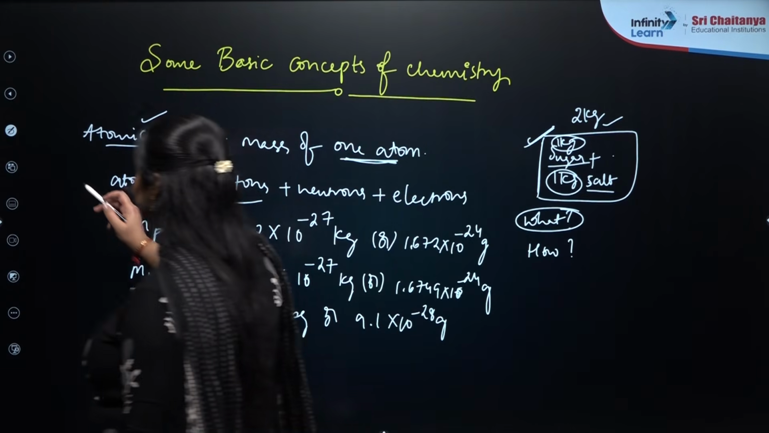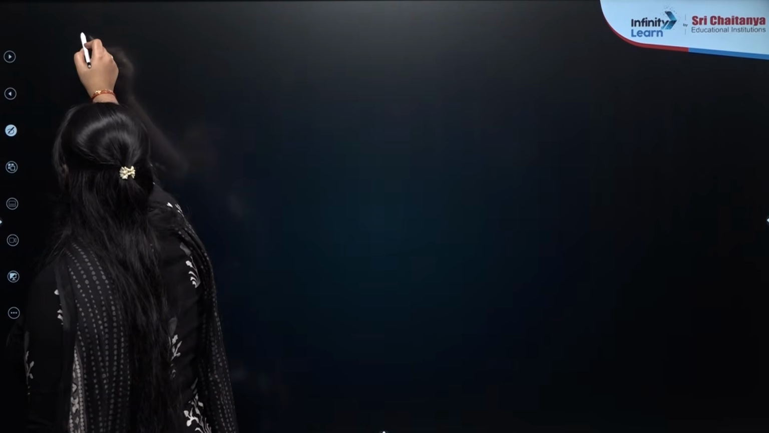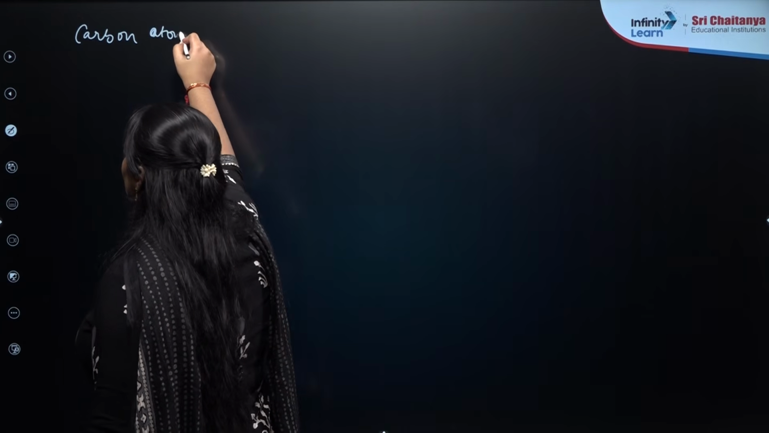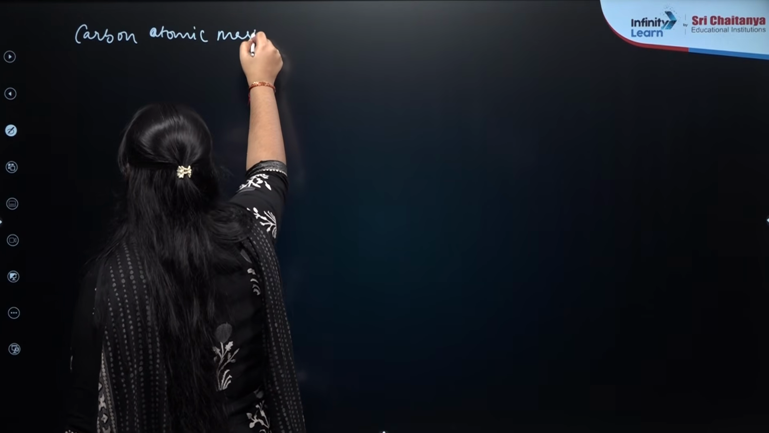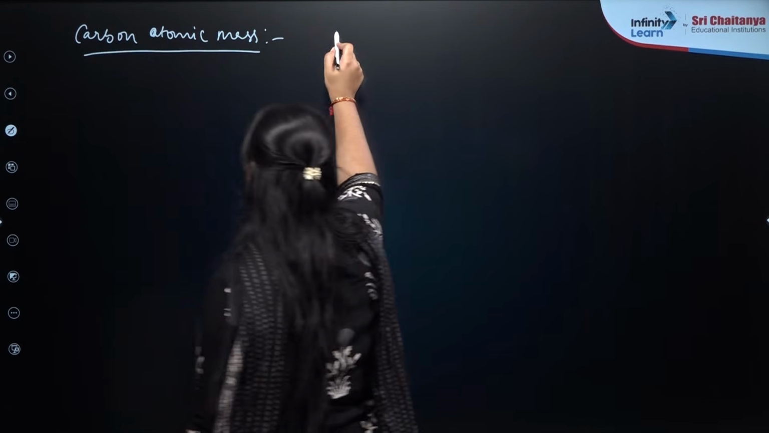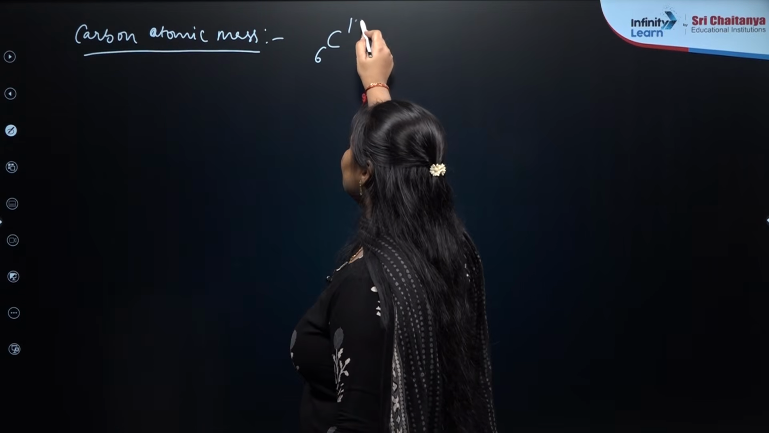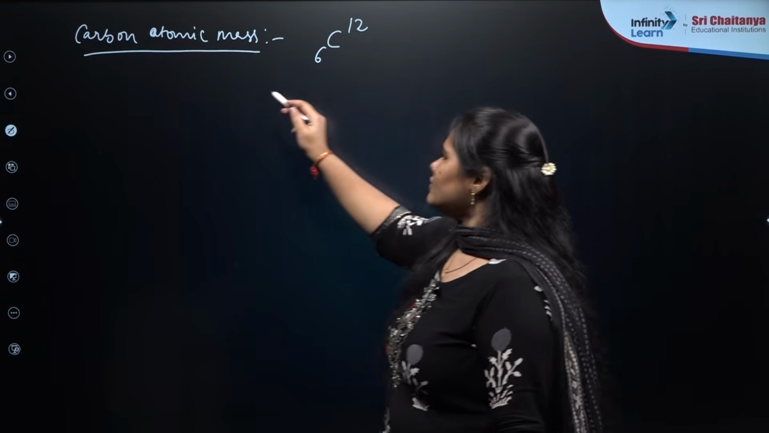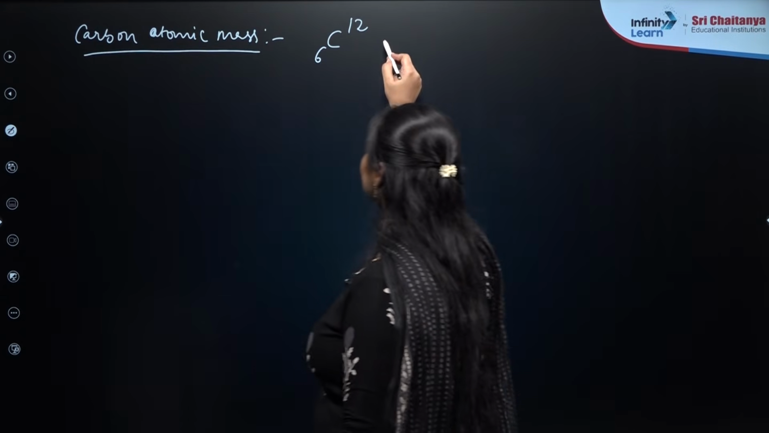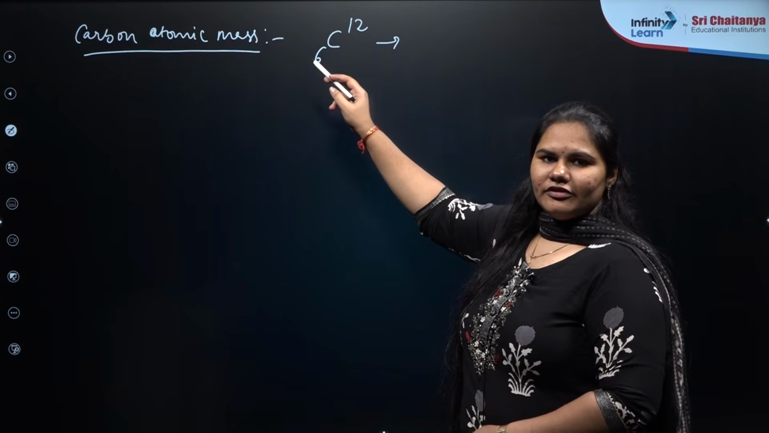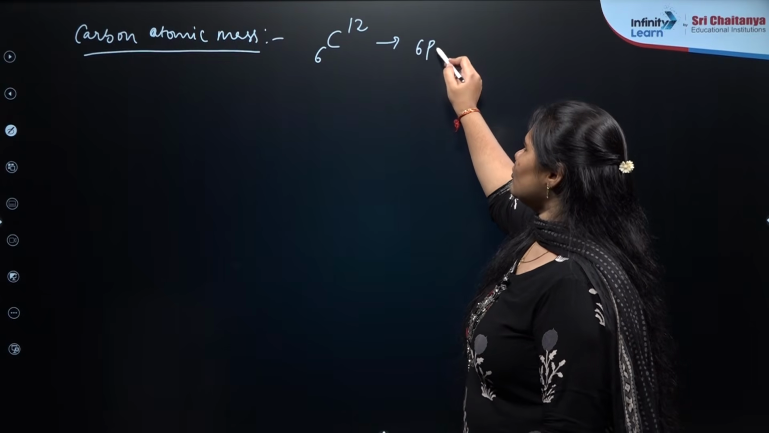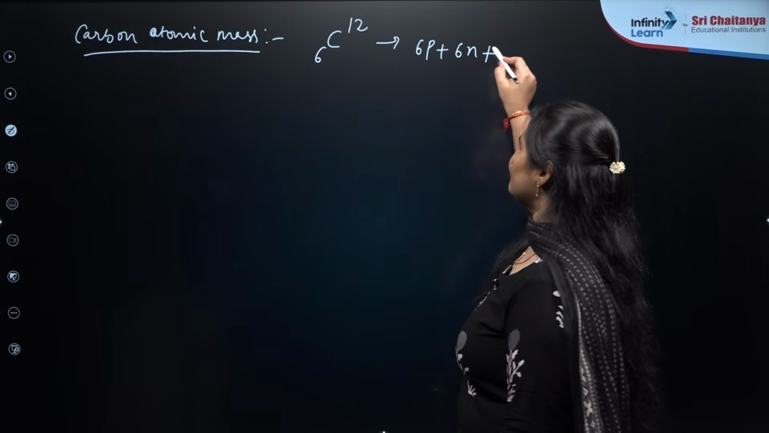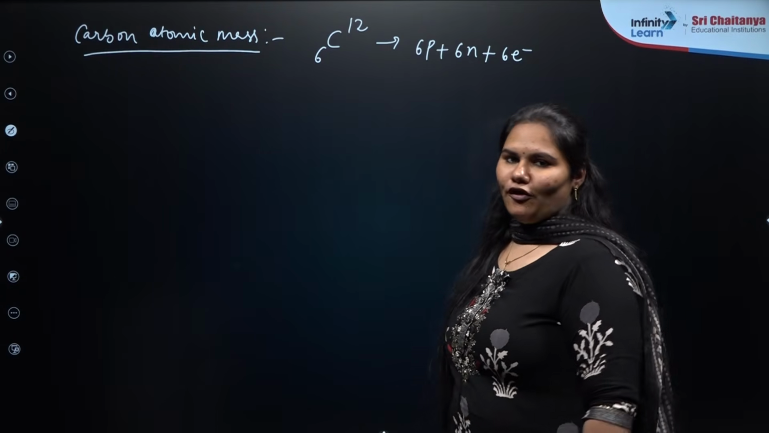Now let me take an example, where I want to find carbon atomic mass. So we all know, what is carbon atomic number? 6. Carbon mass number is 12. So if I calculate the protons, neutrons and electrons, how many protons are there here? Atomic number refers to protons. So it contains 6 protons and 6 neutrons, because A minus Z is the number of neutrons, and then 6 electrons.